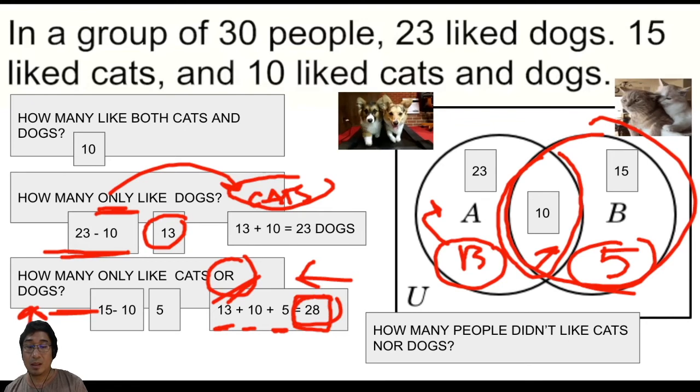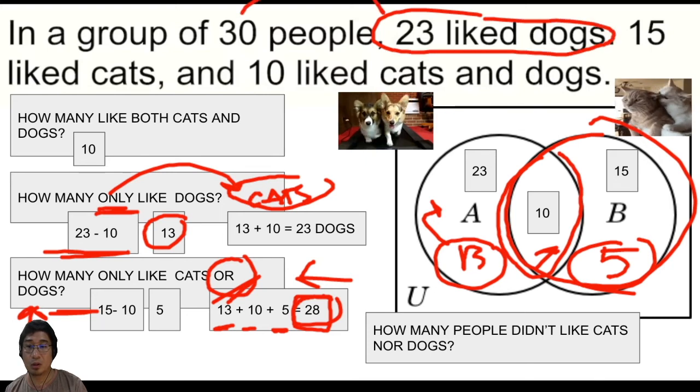Now, in order for us to check kung tama yung 23 na may gusto dun sa aso from the 30 people, 23 minus 10 is going to be 13. Alright, so yung answer na yun yung only like dogs. So 13, tapos i-add lang natin siya dun sa may gusto sa both cats and dogs, which is 10. 13 plus 10, ang lalabas is 23. So 23, ayun yun.